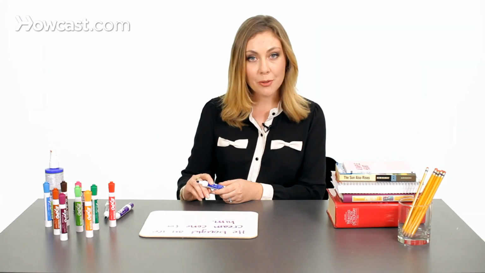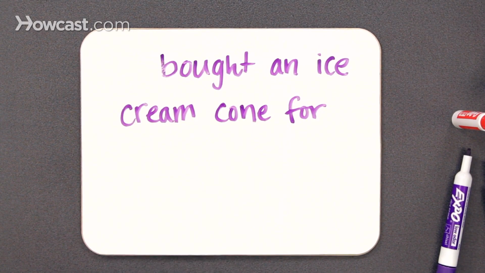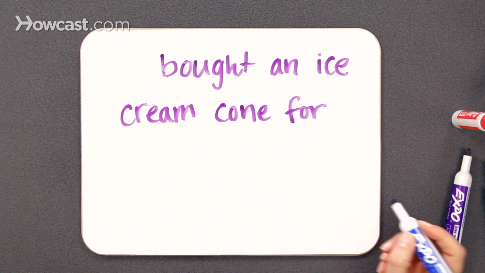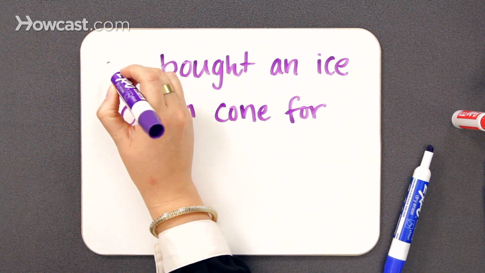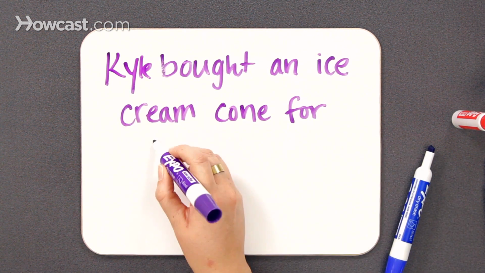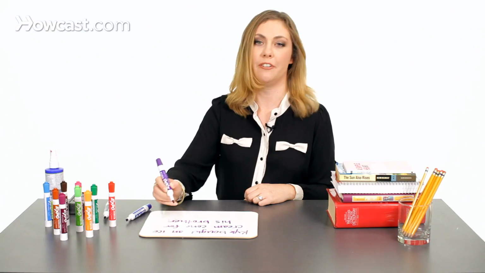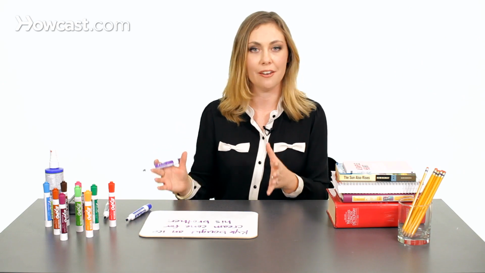This happens a lot for writers. We might introduce our characters at the beginning of a chapter or a sentence and then go on to refer to them only by pronouns, and our readers get confused about what our characters are doing. So in this case, you can clarify by getting rid of the pronouns and actually using the nouns. Like you might say, Kyle bought an ice cream cone for his brother. Much clearer sentence. Now we can visualize who the characters are.